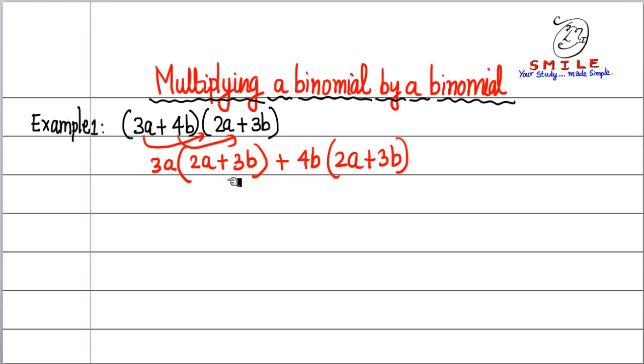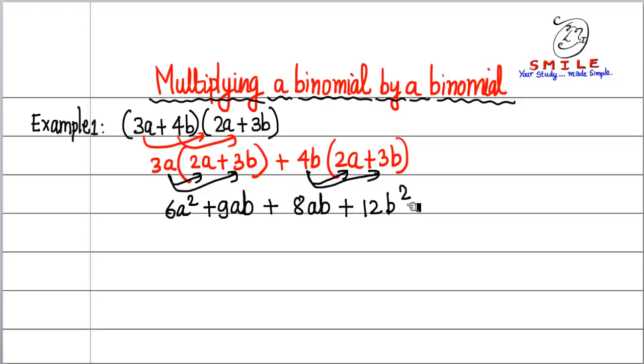Now how do we multiply a monomial with a binomial? This into this and this into this. Here also this into this and this into this, right? So 3a multiplied by 2a becomes 6a square plus 3 into 3 is 9ab, followed by plus 4 2s are 8, b into a is ab or ba, whichever way you write is fine, then plus 4 3s are 12b square.